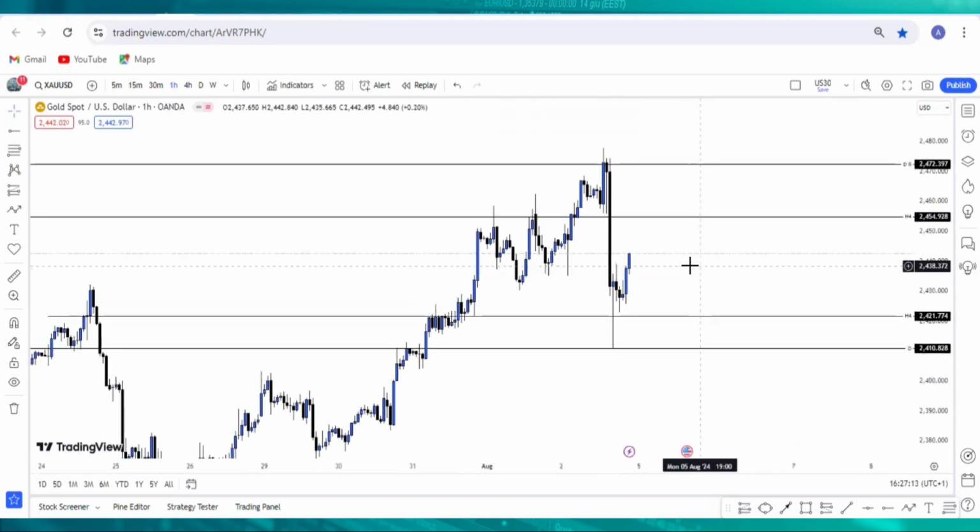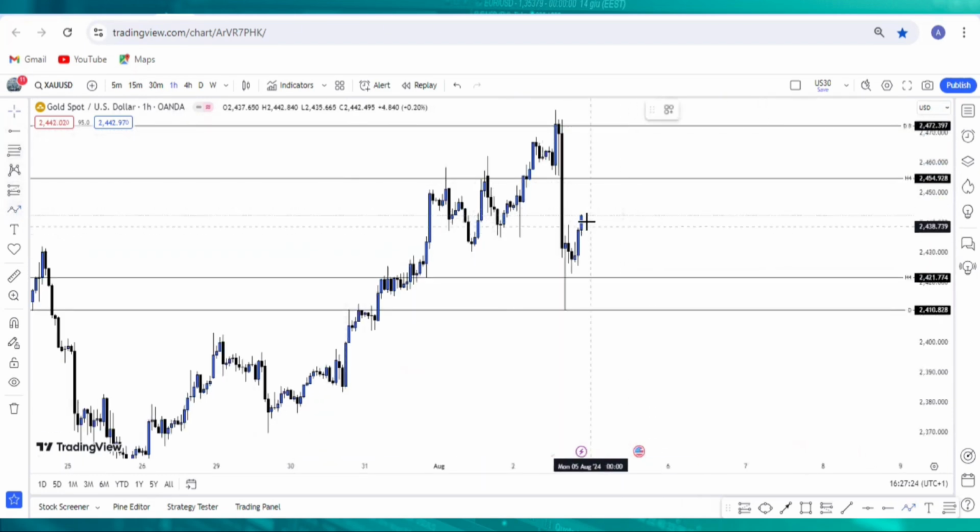So what are we expecting gold to do now? Right now, the only way I'll be looking to buy gold is when gold breaks this level, pulls back, and turns this resistance into a support. Then boom, I can look to buy, looking for my break and retest on the 1 hour time frame. But if gold should drop from this level, then I can only look to sell gold when the market breaks our daily support of 2410.828. That is the only way I'll be looking to buy or sell gold.